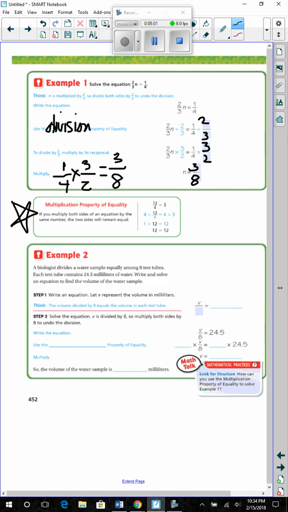Here I want to look for a little bit at the multiplication property of equality. So it's basically the same thing as division, but you're multiplying. If you multiply both sides of the equation by the same number, the two sides will remain equal.